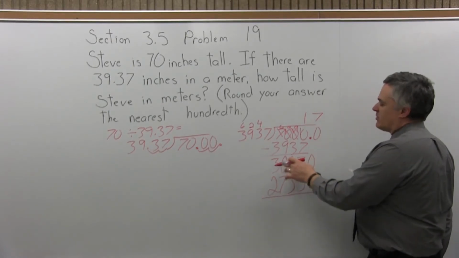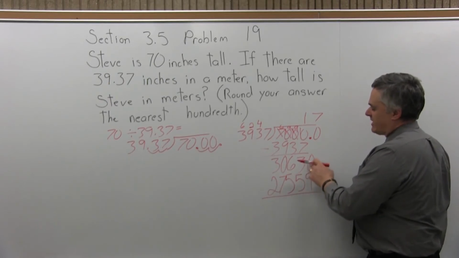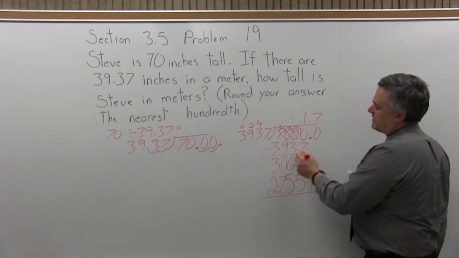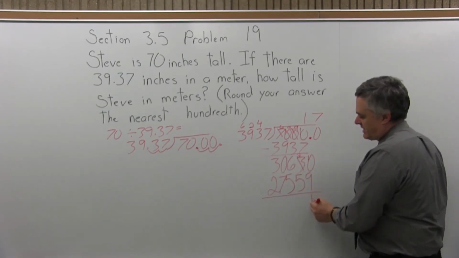So now I have to subtract 30,630 minus 27,559. Again, I'm going to have to borrow. The 0 minus 9 won't work. So borrow from the 3, make it a 2. And then I can write the 0 as a 10. 10 minus 9 is 1.